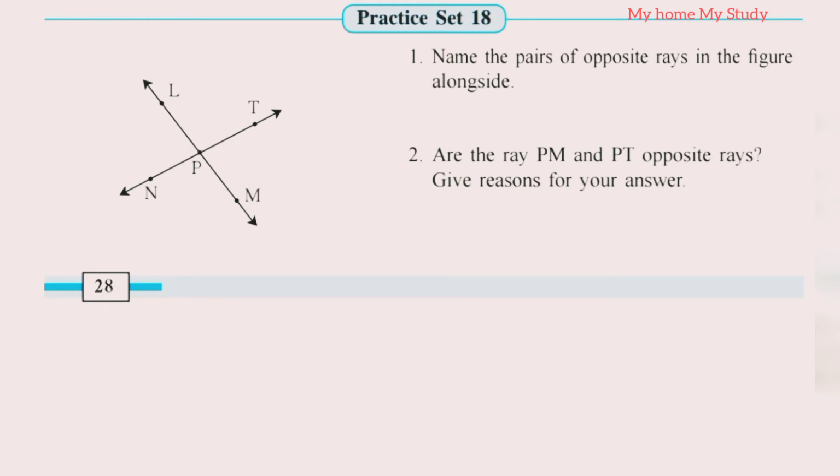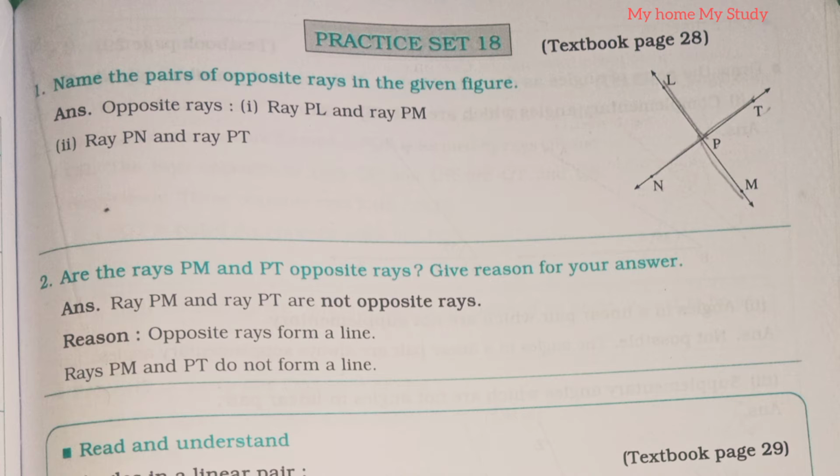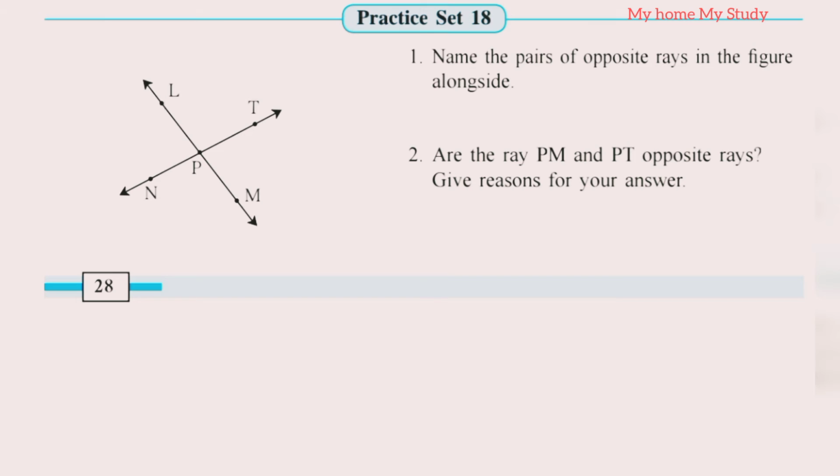Next, we will solve the questions from practice set number 18. First one, name the pairs of opposite rays in the figure alongside. Second one, are the ray PM and PT opposite rays? Give reason for your answer.